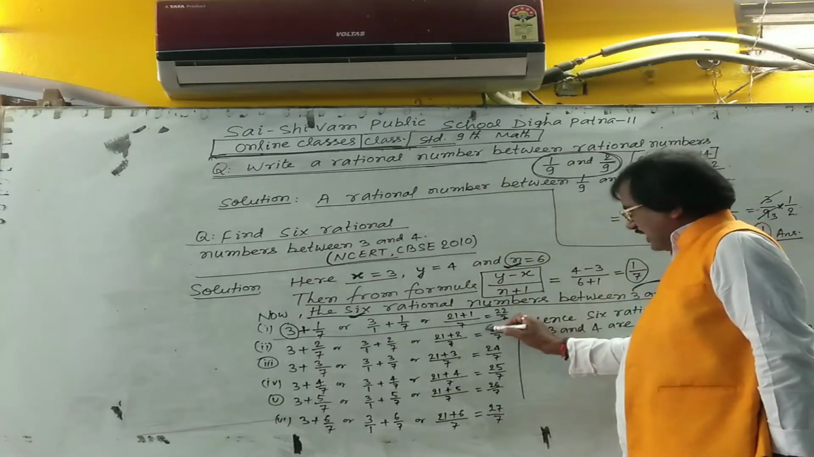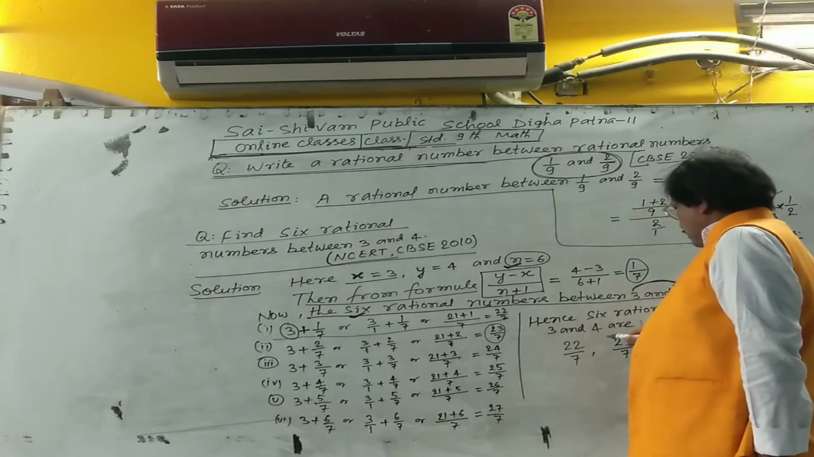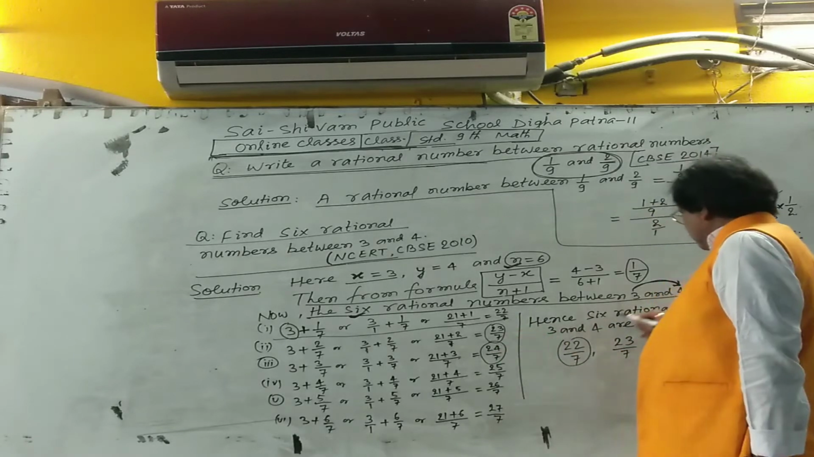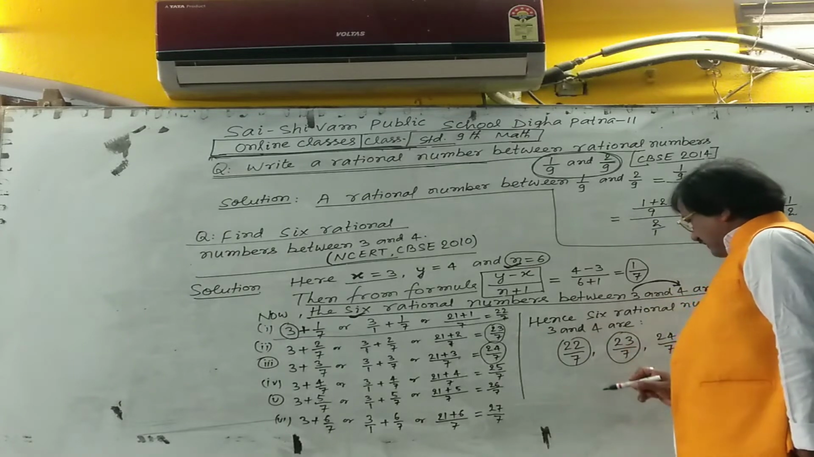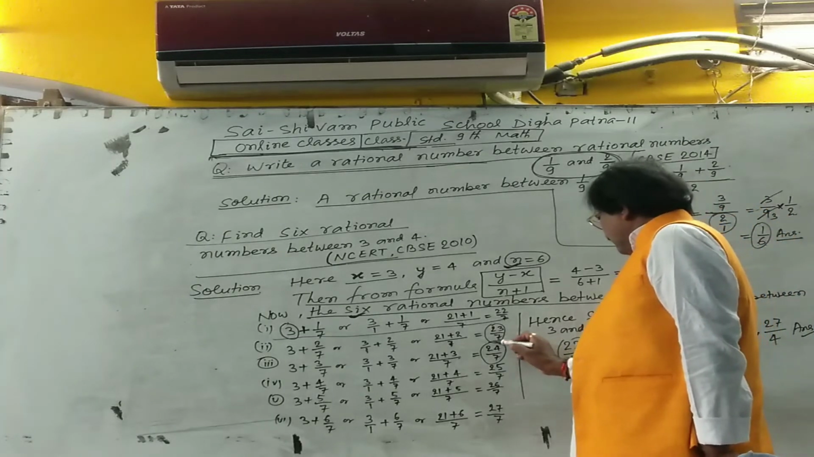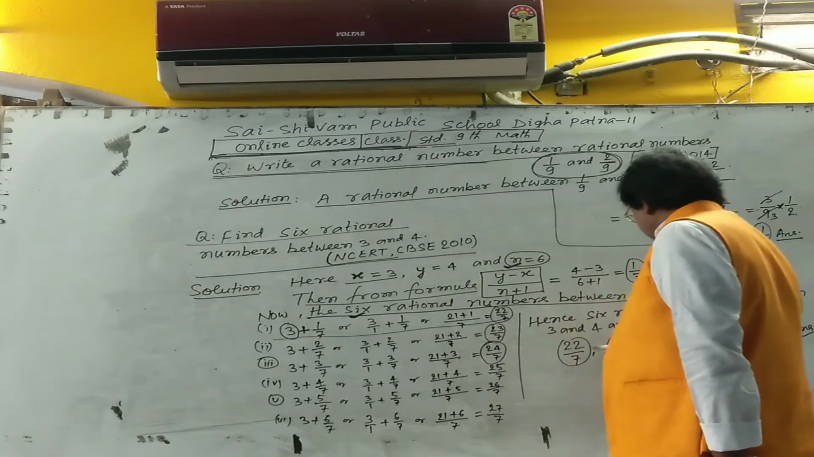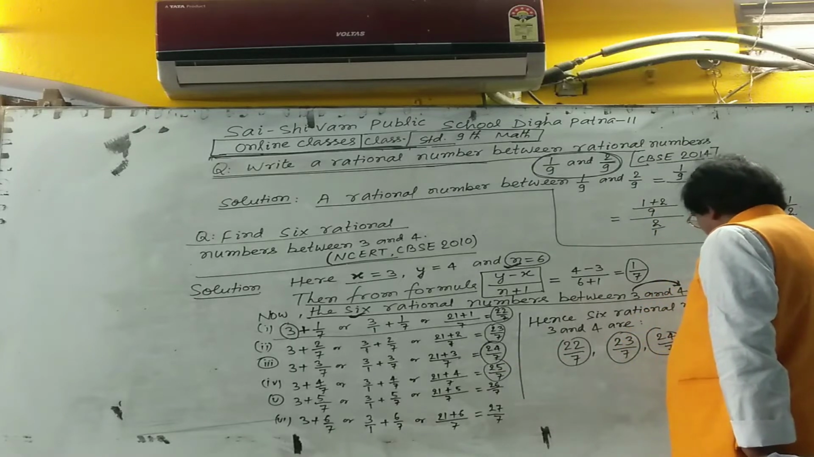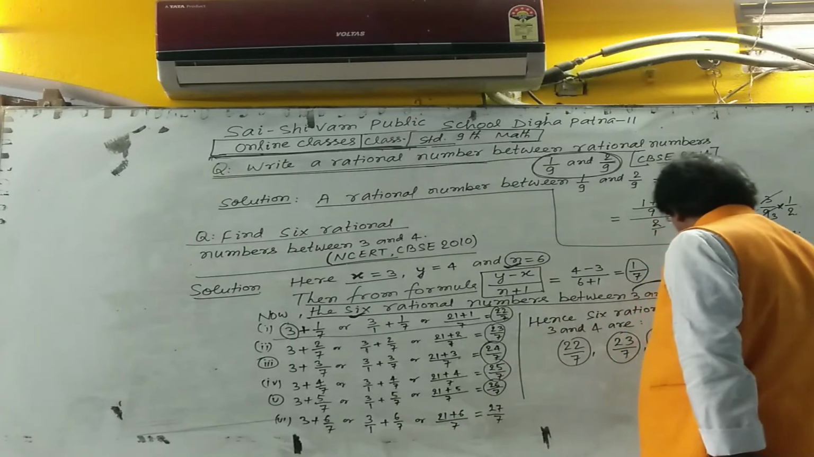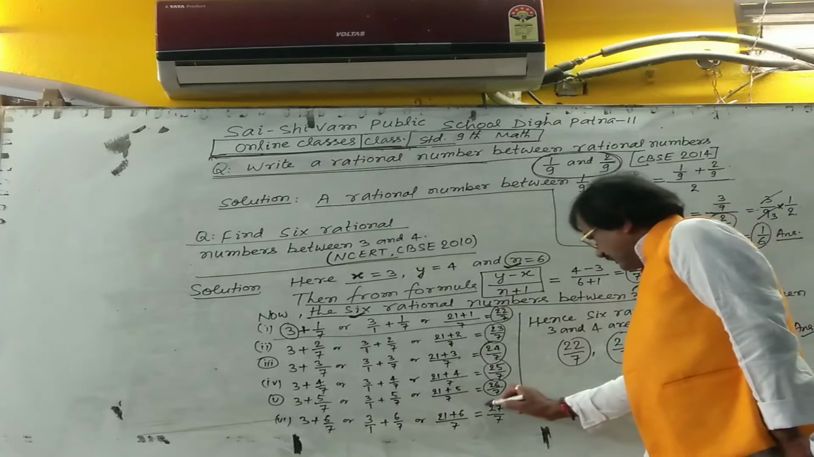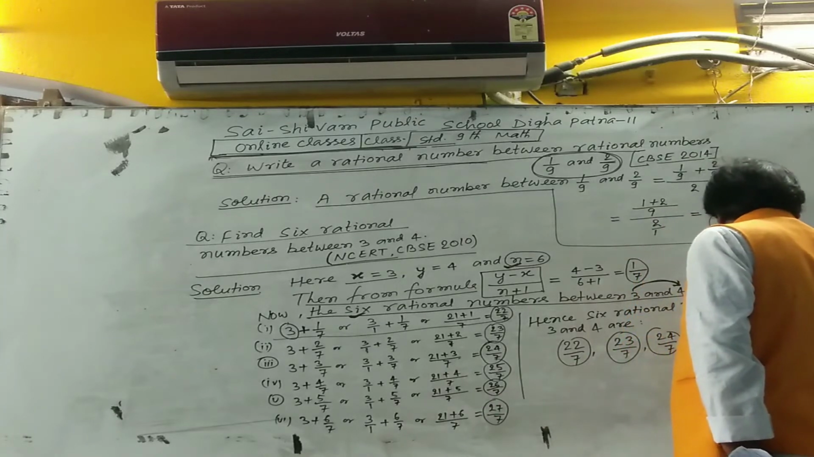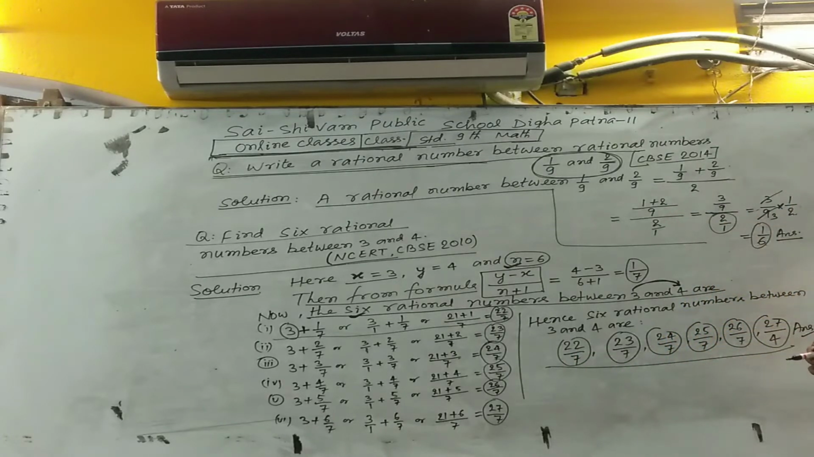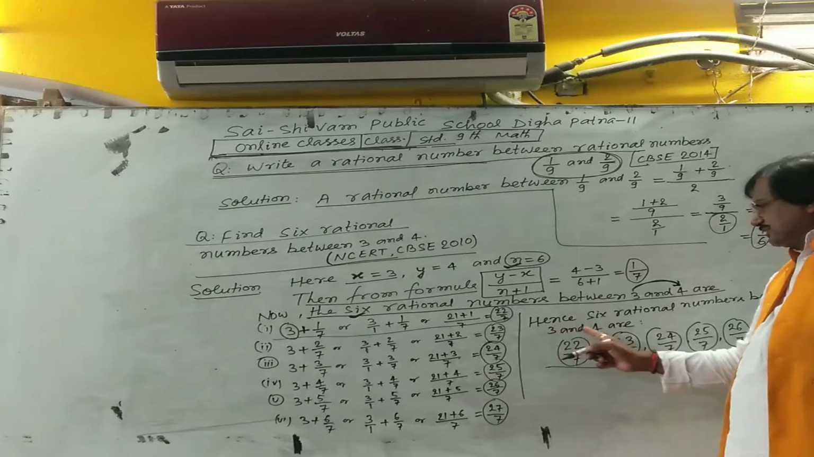Then you get the values like this: 22/7, the next rational number between 3 and 4, 23/7, 24/7, 25/7, 26/7, 27/7, and these are the 6 rational numbers which are found between 3 and 4.